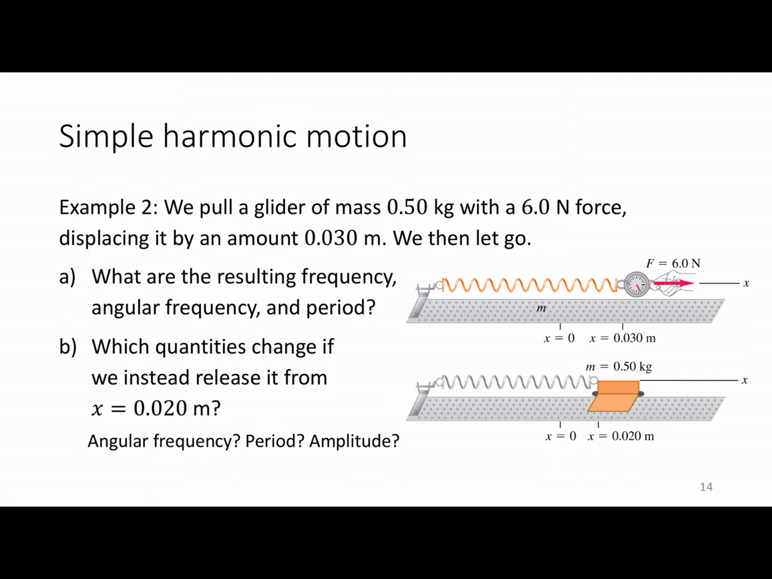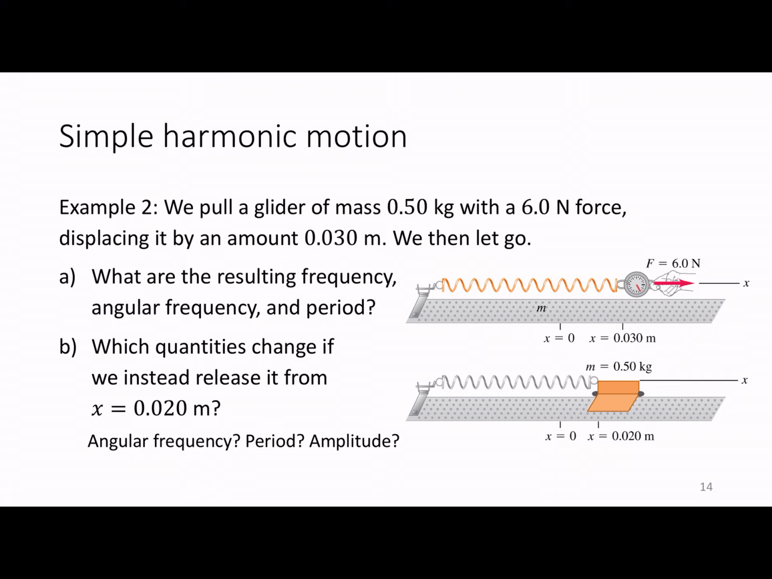What about the period? No. Period does not change because period is just the same as angular frequency. They're one-to-one. They're exactly equivalent, just doing a little bit of algebra to go between one and the other. So period is 2 pi over omega. If omega is unchanged, period is unchanged.